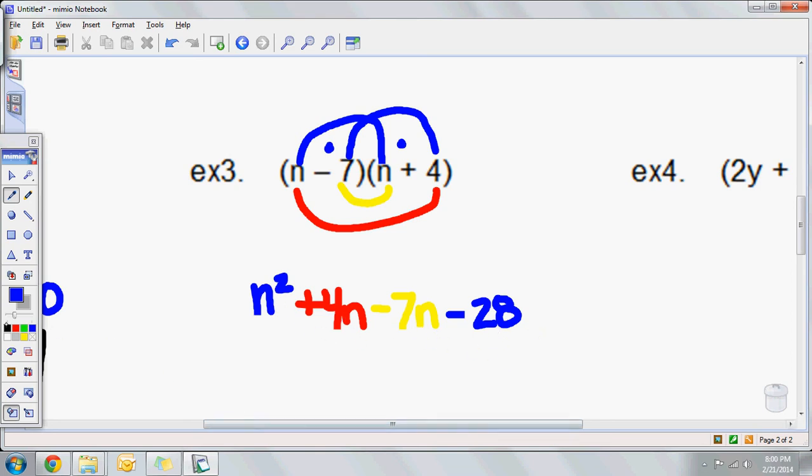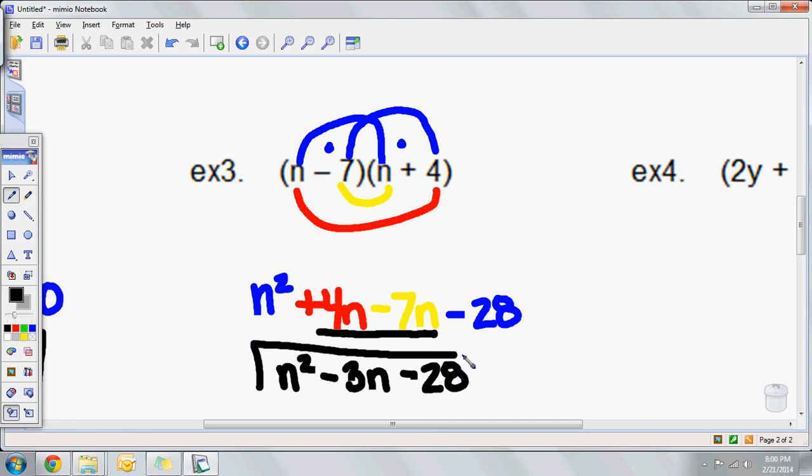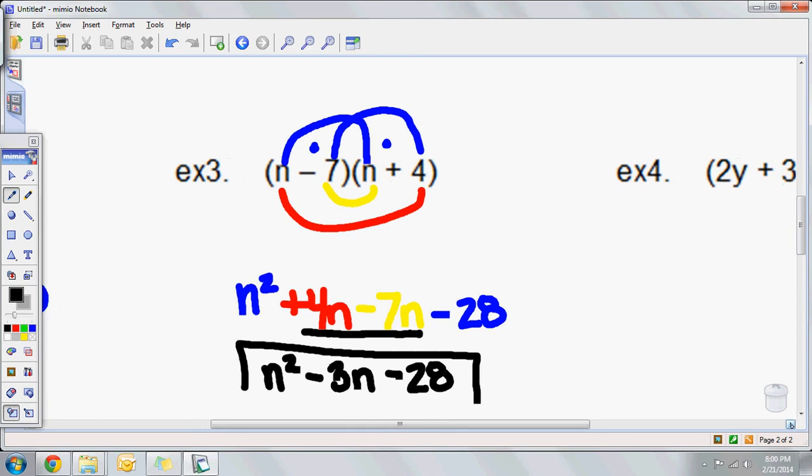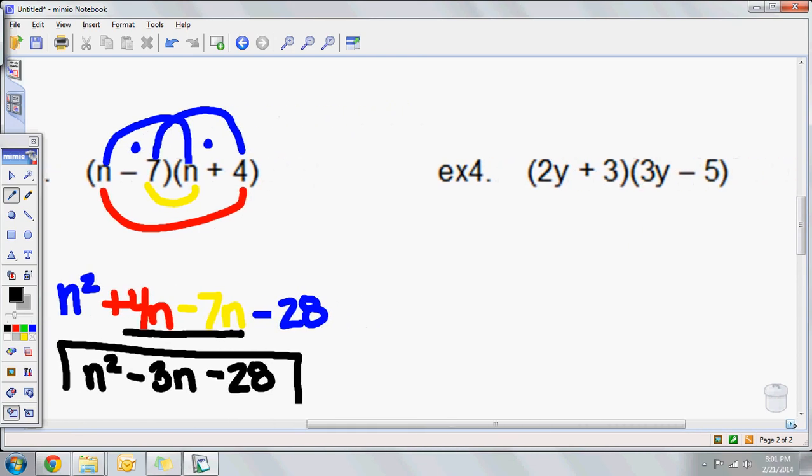Alright, then you're going to look for those like terms, and if you've done FOIL right, they should be the two terms in the middle. So your like terms are the n's, and you're just going to bring everything down. So I have an n squared, I'm going to combine to get negative 3n, and then bring down your negative 28. And like I said, you should end with a nice trinomial, 3 terms. Alrighty? Alright, one more, and then I'm going to let you try these on your own.